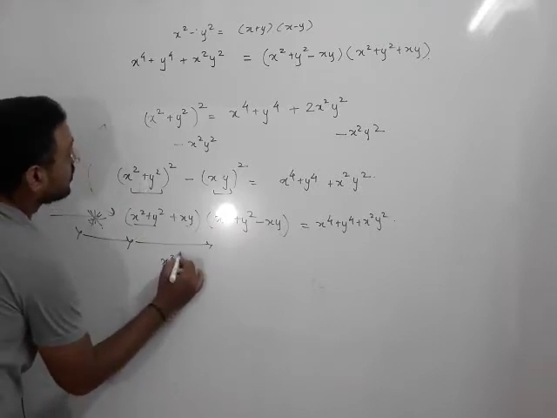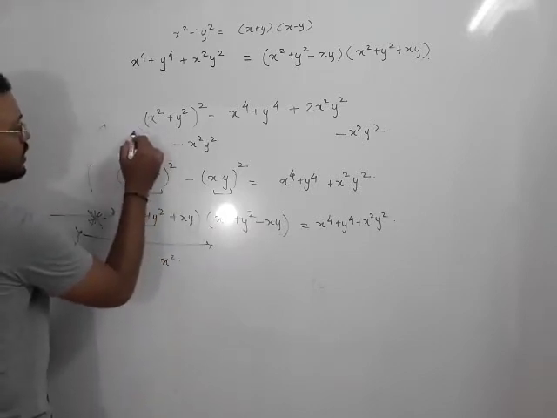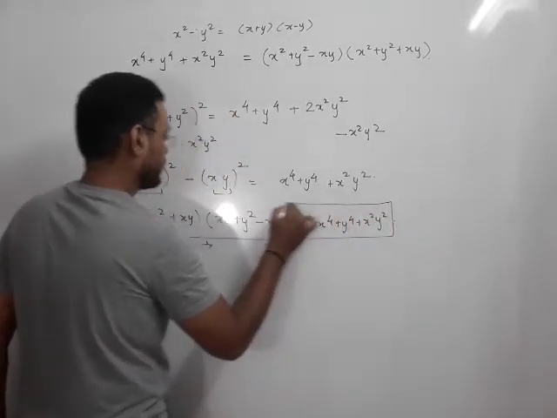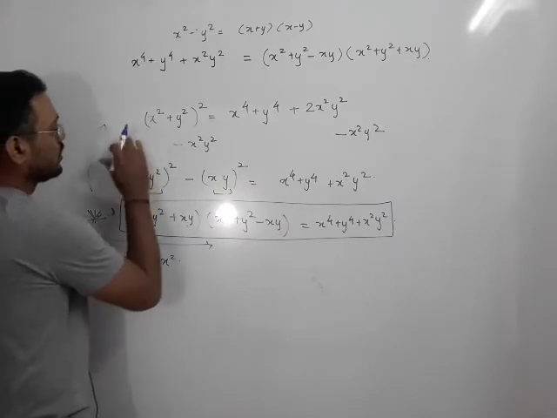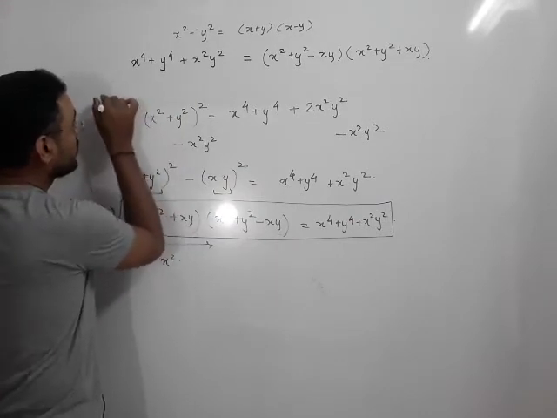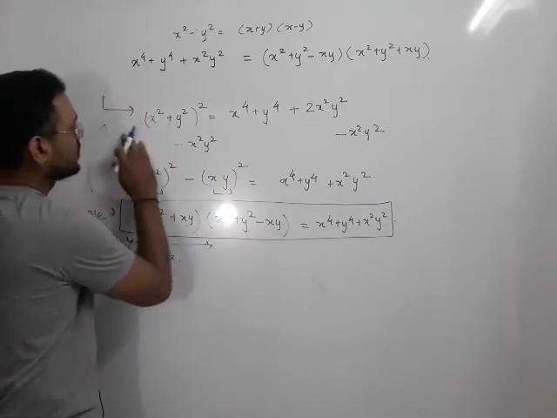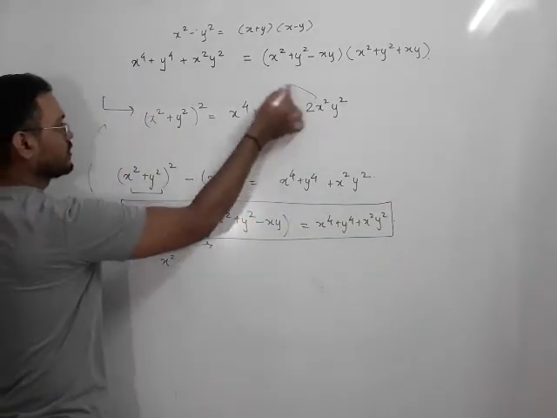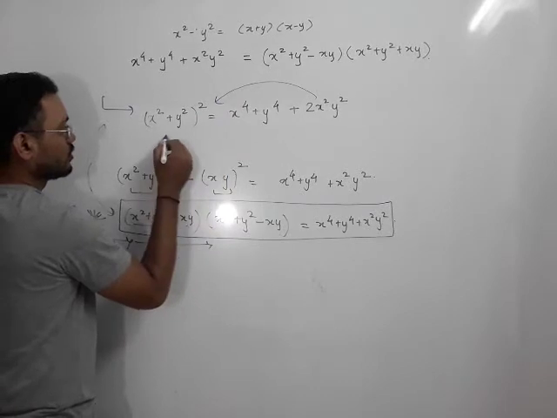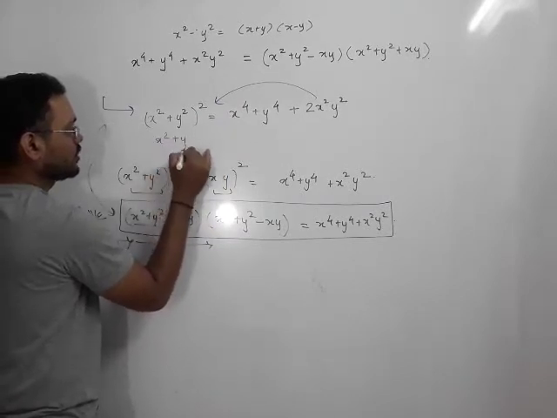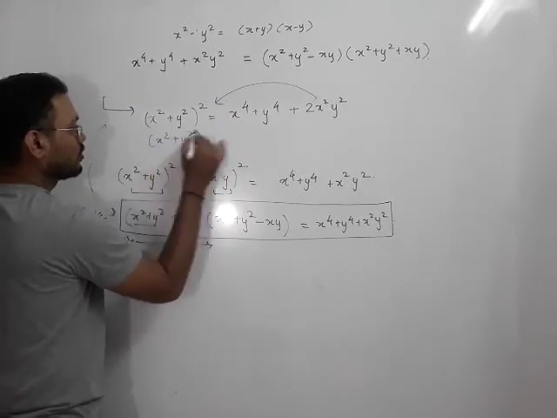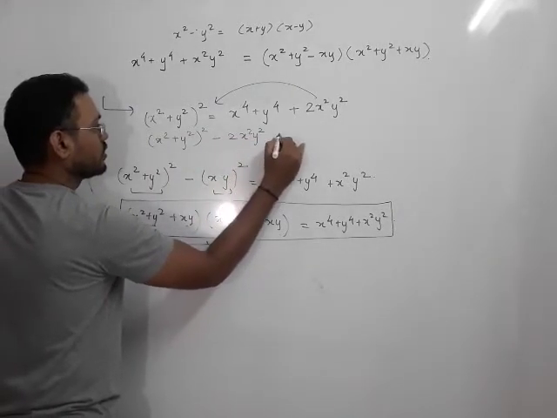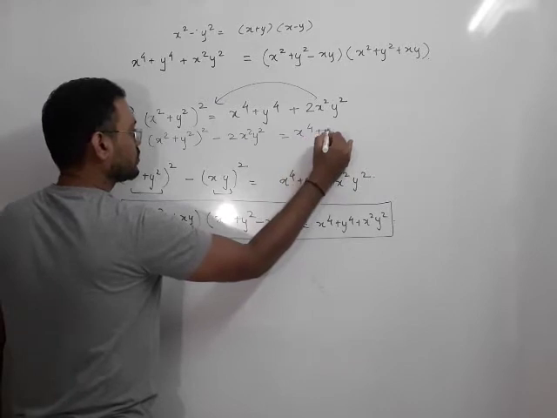X square. I'll directly, please highlight this line. 1. Secondly, let's move on with the same reasoning. Now here I take this on this side, so this becomes x square plus y square the whole square minus 2 x square y square is equal to x raised to 4 plus y raised to 4.